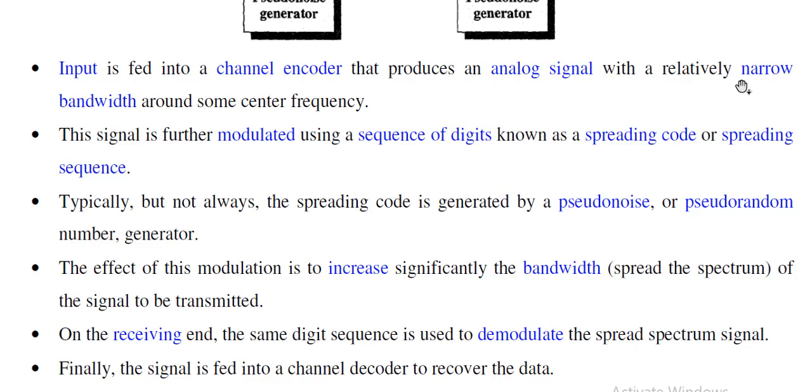The original signal has a narrow bandwidth, but because we are using different codes, which means different channels, we will end up with a wider bandwidth, and it seems like we are wasting the bandwidth. On the other side, the receiver will use the same thing. We'll use the same pseudo noise generator or pseudo random generator in order to demodulate the spread spectrum signal and extract the original signal, and that original signal will be decoded to recover the original data.